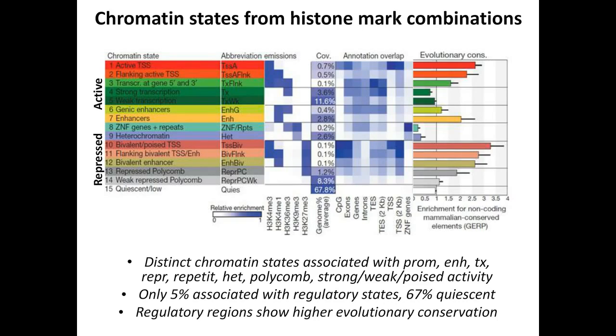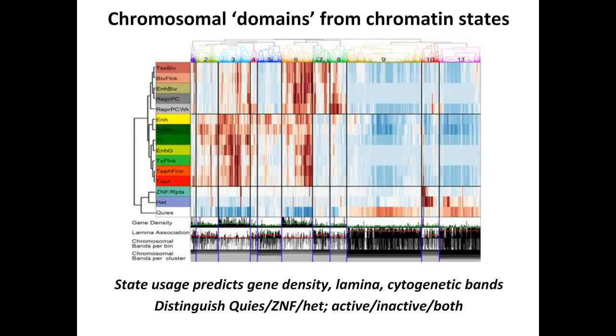And then there's regulatory states that are associated with promoters, enhancers, that cover a total of less than 5% of each genome, and yet these are the regions that are the most strongly conserved across different species, enabling us to now start predicting important regions, if you wish, in each of the cell types where the regulatory activity primarily happens.